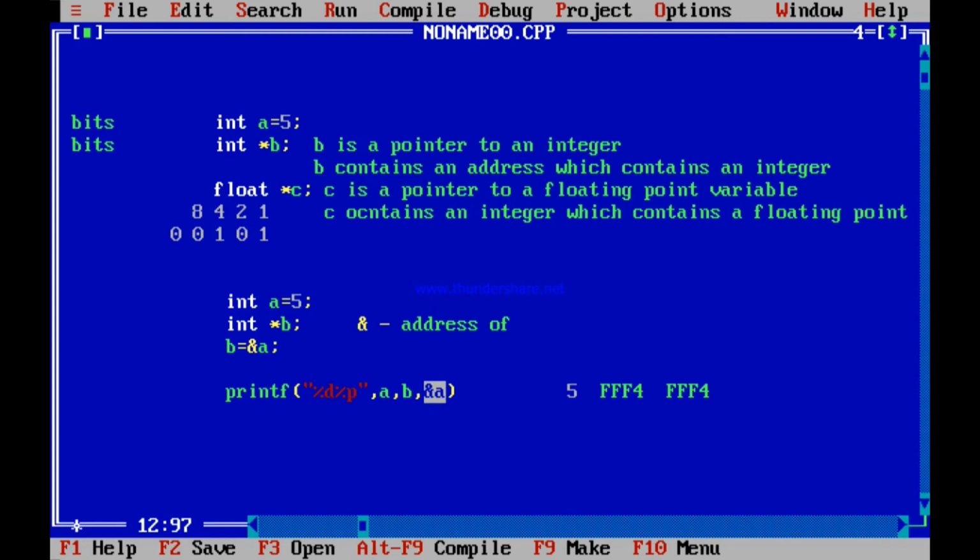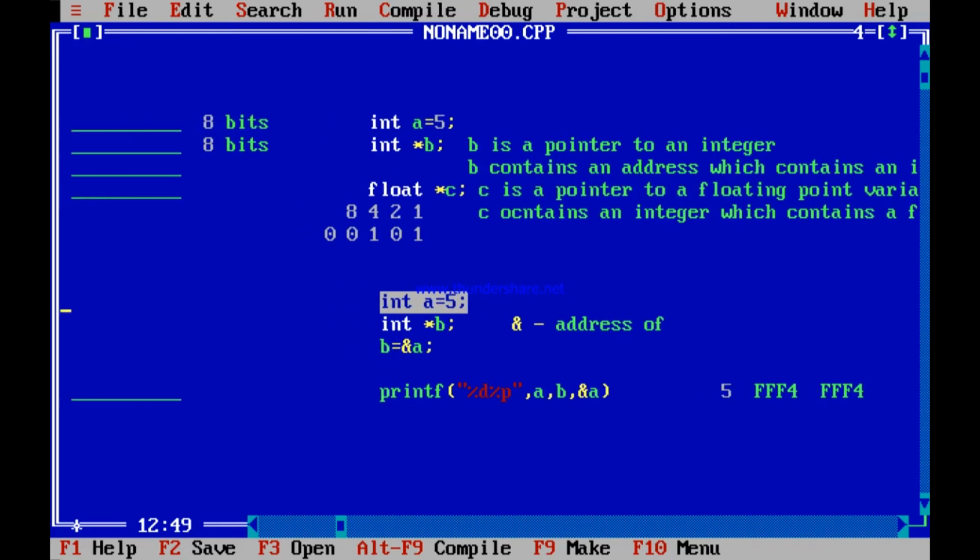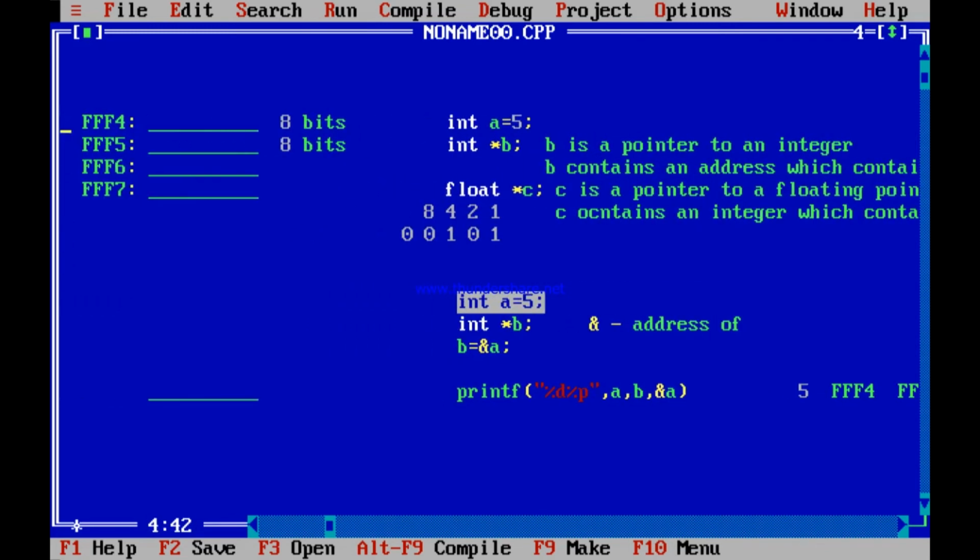Ampersand A is the address of A. When you are writing int A equal to 5, what is happening? A is being stored in a certain address like FFF4 using two addresses, two memory locations. So when you are printing A, you are printing 5 because A is containing 5. But when you are printing B, B contains the address of A, so FFF4 is printed. But if you print directly the address of A, ampersand A, then also you expect FFF4 should be printed. Is it not so? Let me check once.